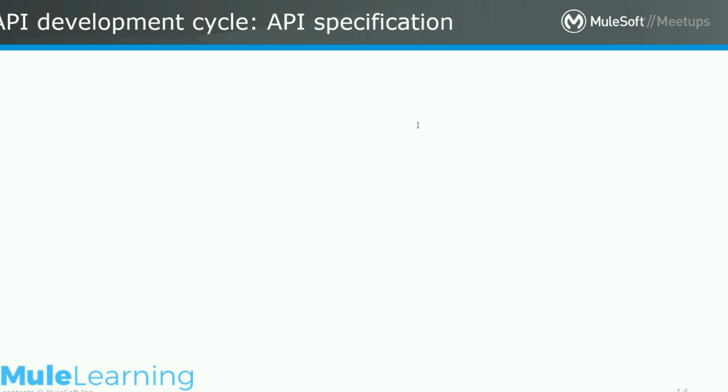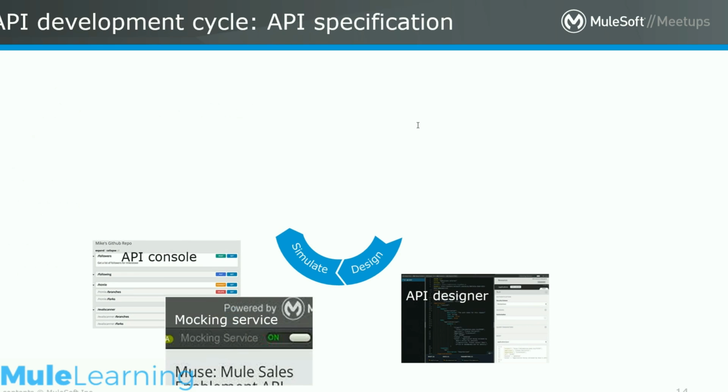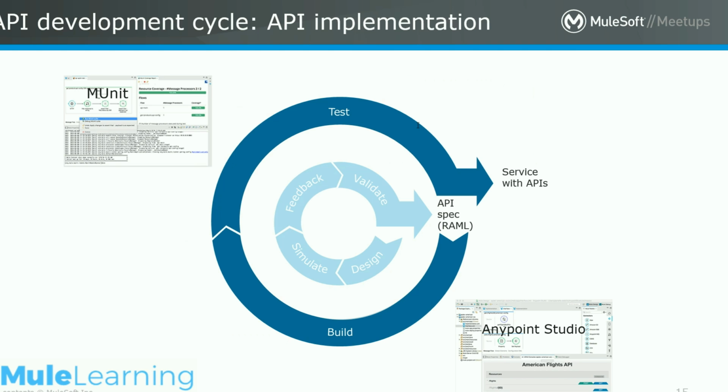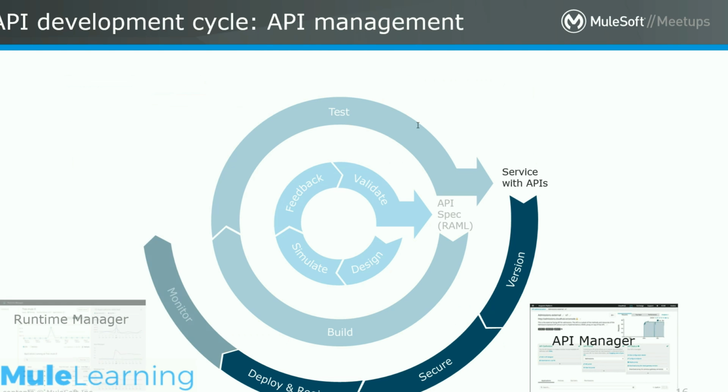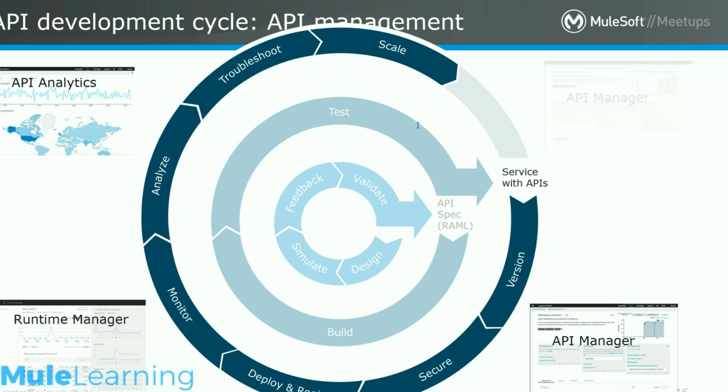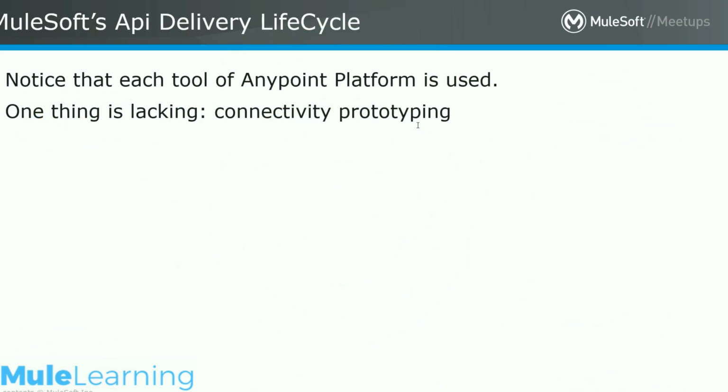Now I'm going to lead into something here. Remember that the API development cycle includes designing, and then building, and then deploying APIs. And you'll notice that there is a tool within Anypoint Platform for every step of that development cycle. So I just want to encourage you to use every tool in the platform. All right? Notice that each tool of the Anypoint Platform is used, but one thing is lacking, and this is going to lead us into this next lesson.